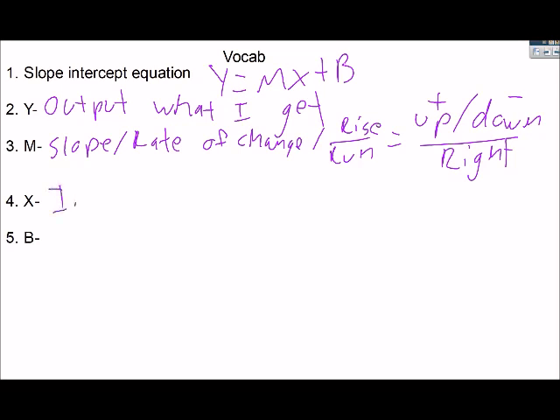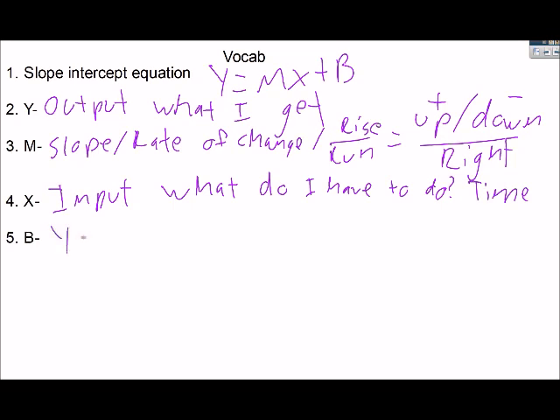X is my input, and this is my, what do I have to do? You go to work, what do you have to do at work to get paid? It's the action that you're doing to get your output. And a lot of times, this is time. You have to go to work for so many hours for me to pay you.